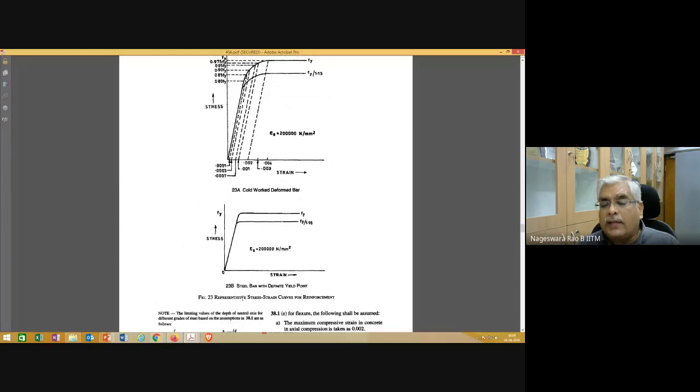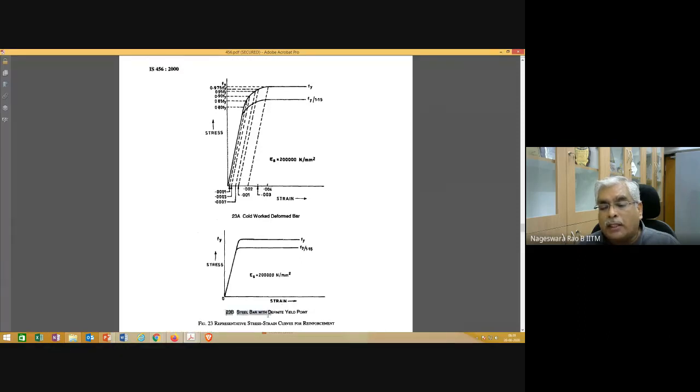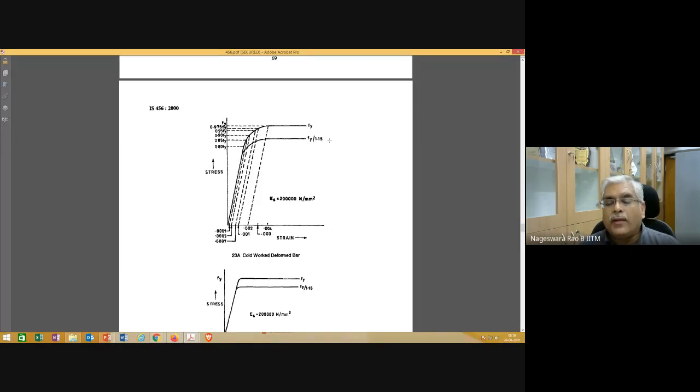Figure 23 is giving the representative stress strain curve for reinforcement. The bottom one is for steels exhibiting a definite yield point. The top one is for cold worked deformed bars or high yield strength deformed bars, HYSD. For those, this is the stress strain curve. Okay, and now what are these dashed lines that are indicated?